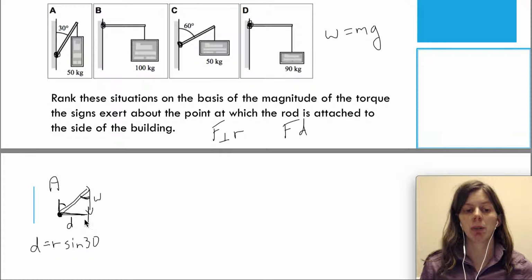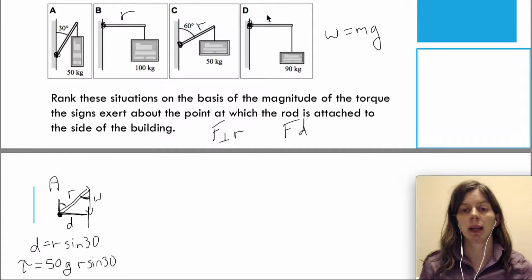And then we're going to multiply that by the force, which is the weight mg. So it's going to be torque equals the force, which is m, 50, times g, times r sine 30. r is the length of the rod, which is the same length for all cases. So we don't have a number, but that's okay. g is 9.8. We could plug it in, but we don't need to.